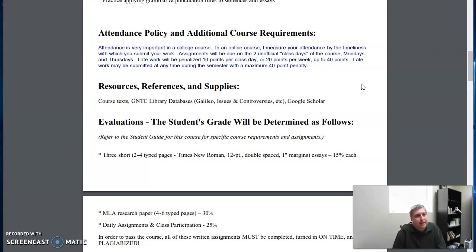And late work is penalized 10 points per class day. So if it's due on Monday, you turn it in on Tuesday or Wednesday, it's 10 points off. 20 points a week, obviously, because we have two class days a week, up to 40 points. So after 2 weeks, you can turn an assignment in from months ago, and it'll still receive that 40-point penalty. Students will ask me, can I still turn in this assignment? The answer is always yes. You can turn it in with a 40-point maximum penalty.